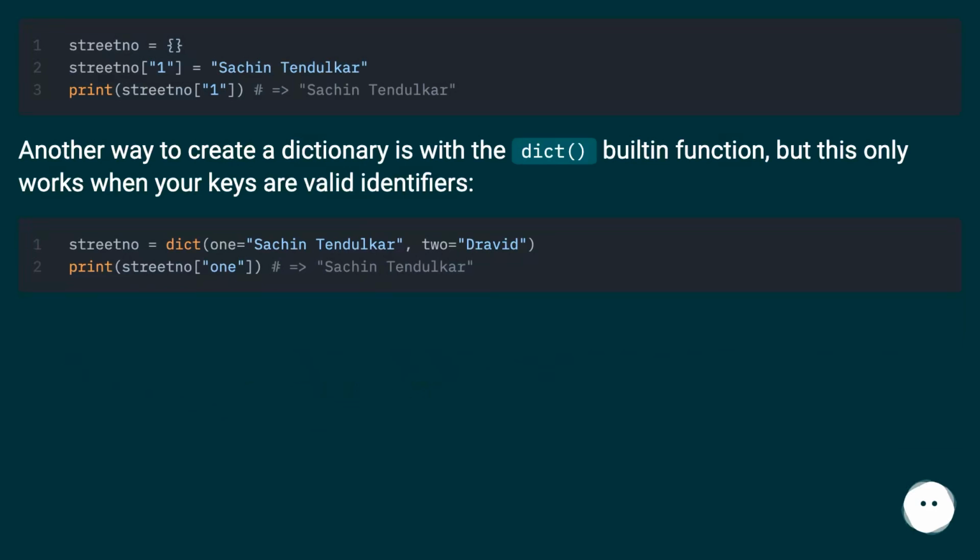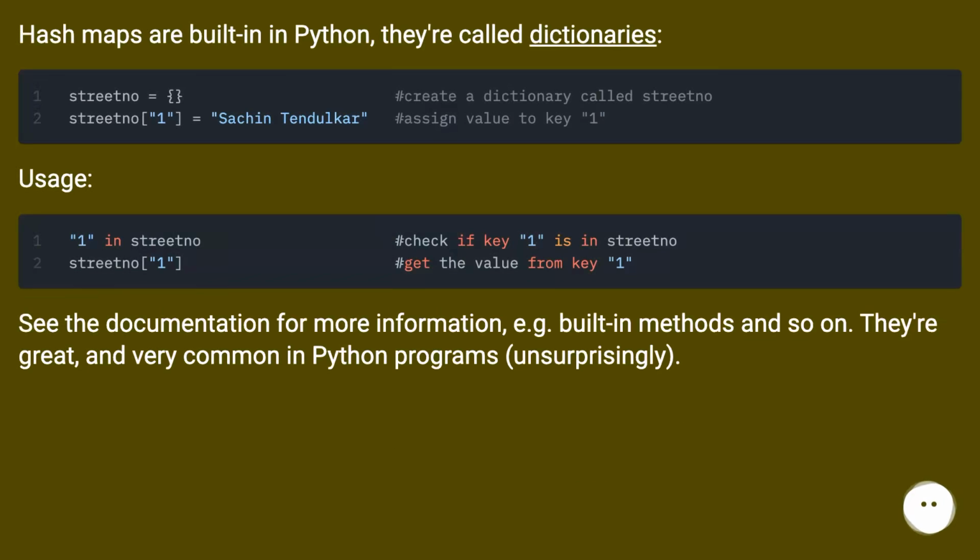Another way to create a dictionary is with the dict built-in function, but this only works when your keys are valid identifiers. Hash maps are built in Python. They're called dictionaries.